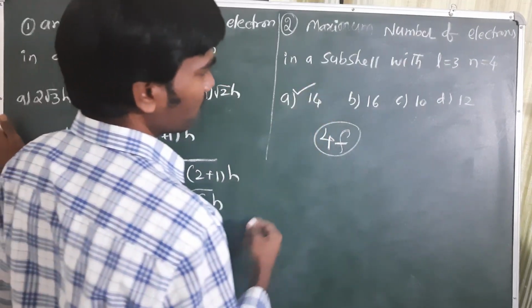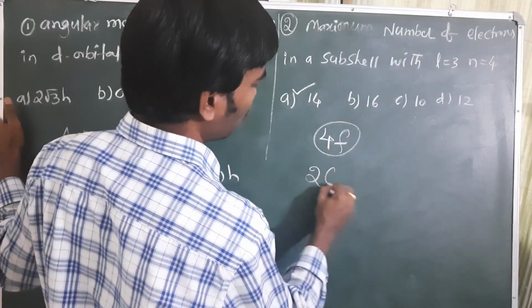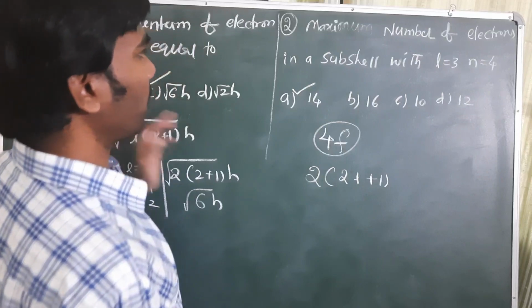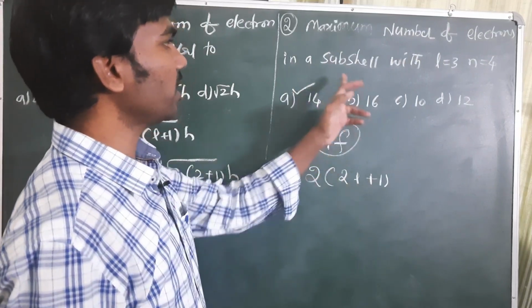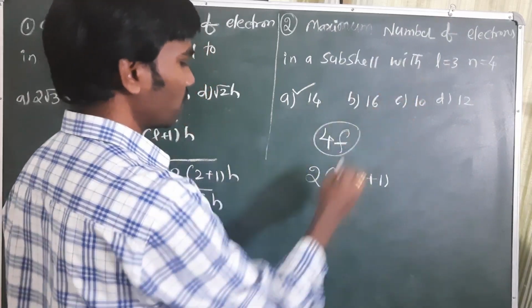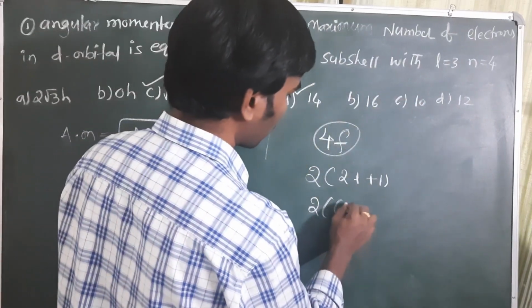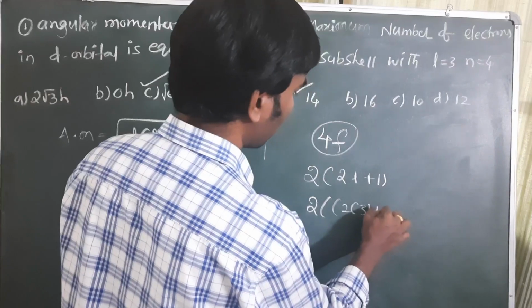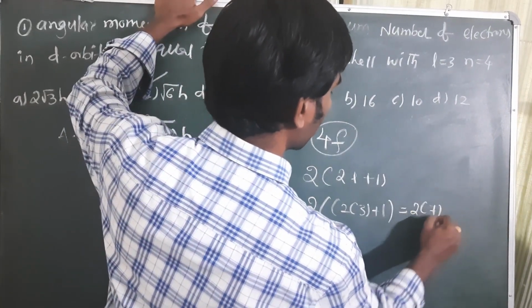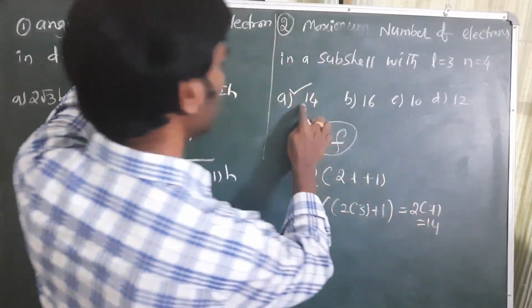One more method is also there for this. We can take 2 into 2l plus 1, the maximum number of electrons accommodated in any subshell. So we can use this formula, 2 into 2l plus 1. Here L is equal to 3. So 2 into 3 plus 1, that is 2 into 7, which is equal to 14. So the answer is 14.